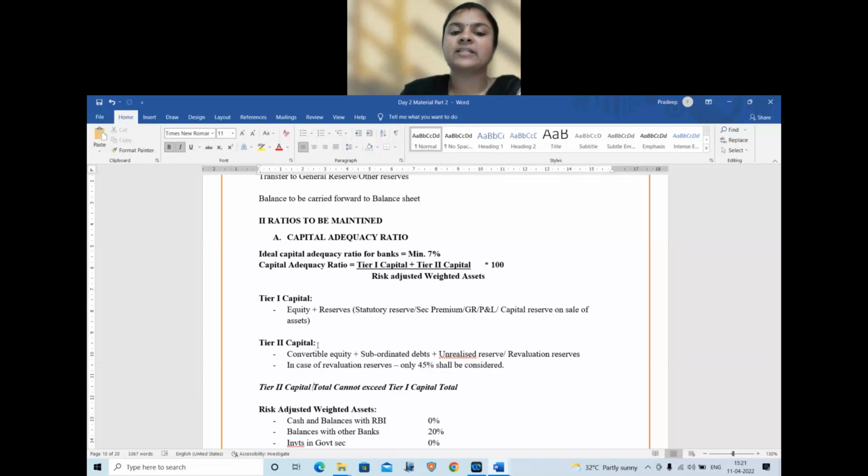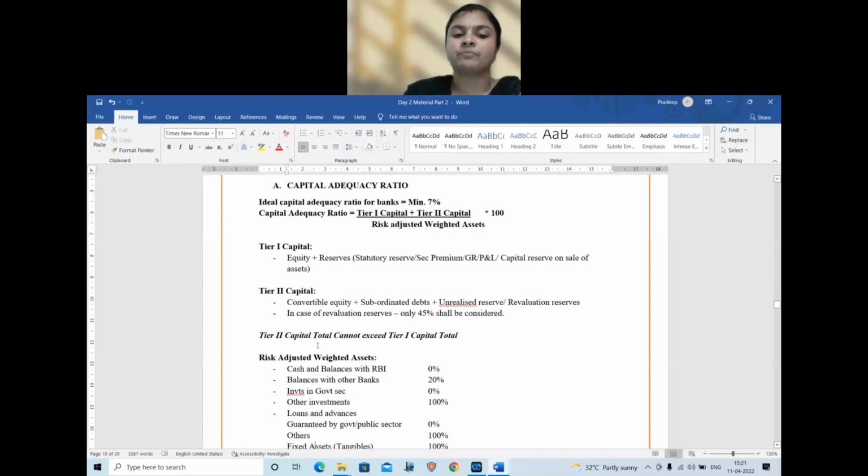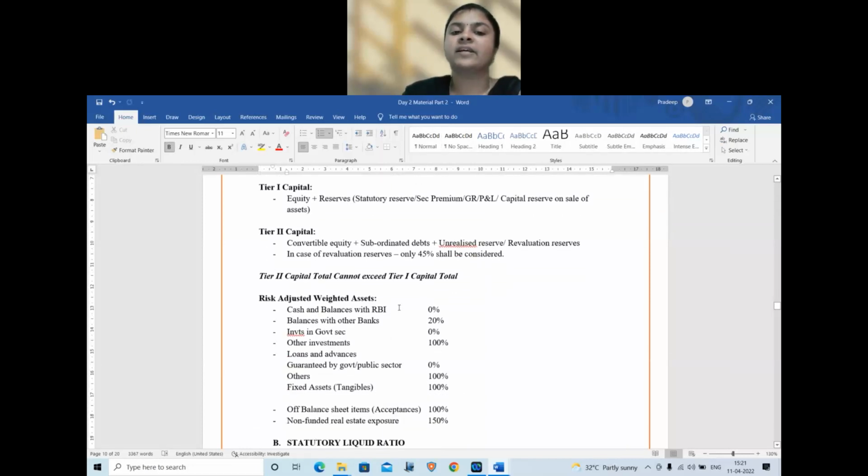Now coming to the risk adjusted weighted assets, you have the risk rates that are given. Cash and bank balances 0% weightage, so it is not considered at all. Balances with other banks 20% weightage. Investments in government securities 0%. Other investments 100% weightage. Loans and advances guaranteed by government or public sector 0.